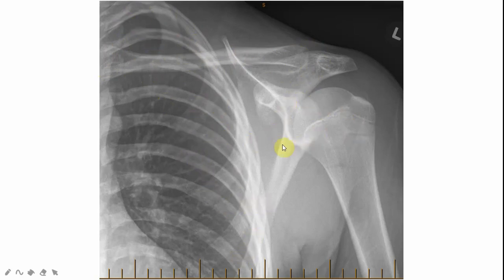The glenohumeral joint or the shoulder joint looks enlocated. Cannot see any fracture of the scapula, and in the proximal humerus there is no fracture either. If we look at the subcutaneous tissues, soft tissues, there is no obvious subcutaneous emphysema. So that is how I interpret the X-ray.